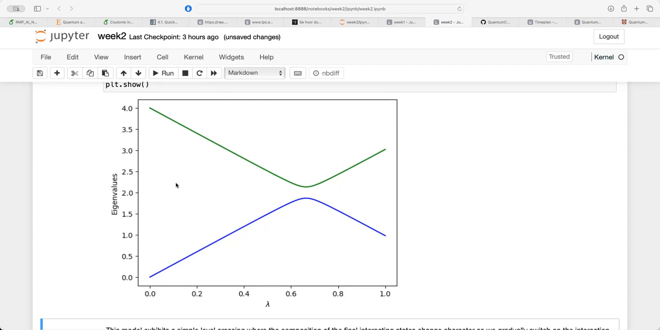Avoided level crossing means that when the interaction is zero, then you are in the state with qubit 0. Here, you are in the state with qubit 1. This is the non-interacting energy. When you switch on the interaction, you start mixing them. So the coefficients alpha and beta change from 0 and 1 to something in between 0 and 1. And then you see a level of mixing. And then what happens here at this avoided level crossing is that the state here changes character. Here it was qubit 0, and here it's qubit 1.